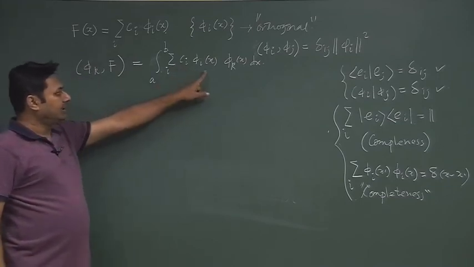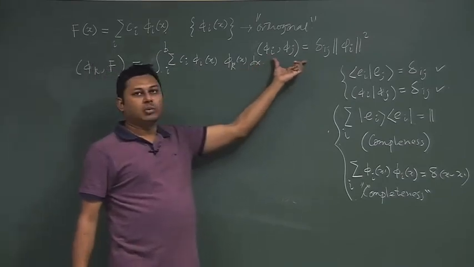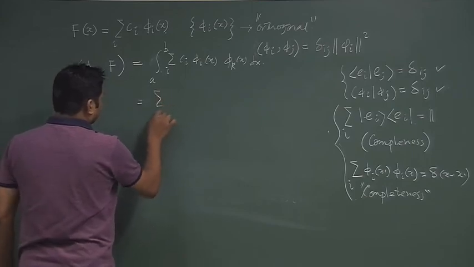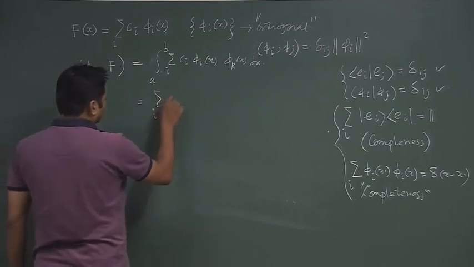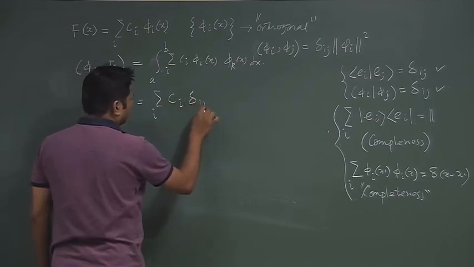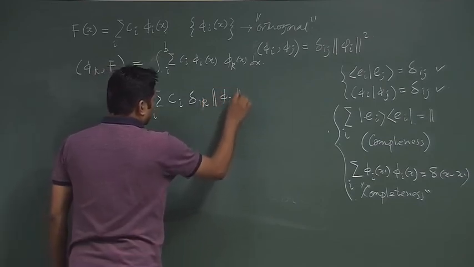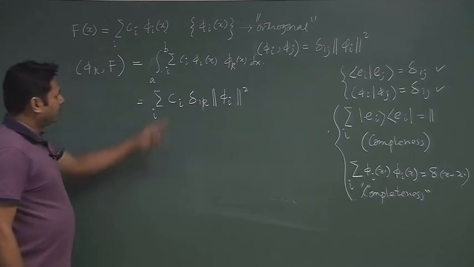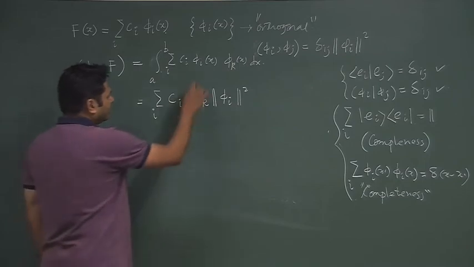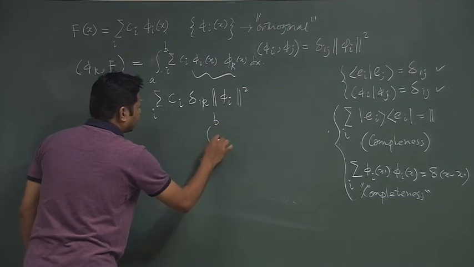So, now this quantity, if I do the integration, I know that this is this quantity. So, readily I can understand that it will be just the sum over i of Ci delta ik mod of phi i square, because if I take the summation outside and integrate over this quantity, it becomes this.